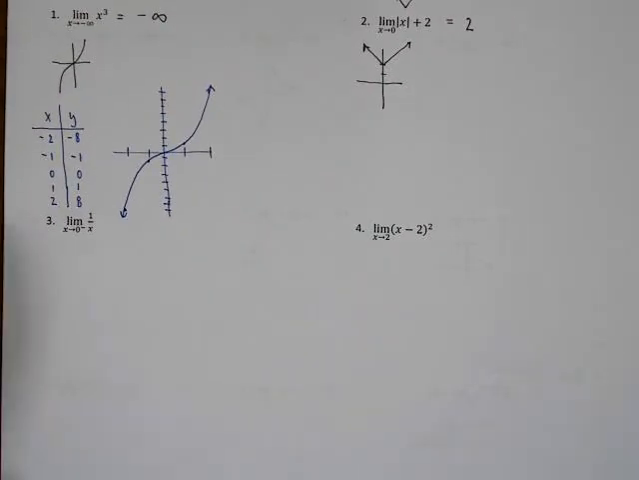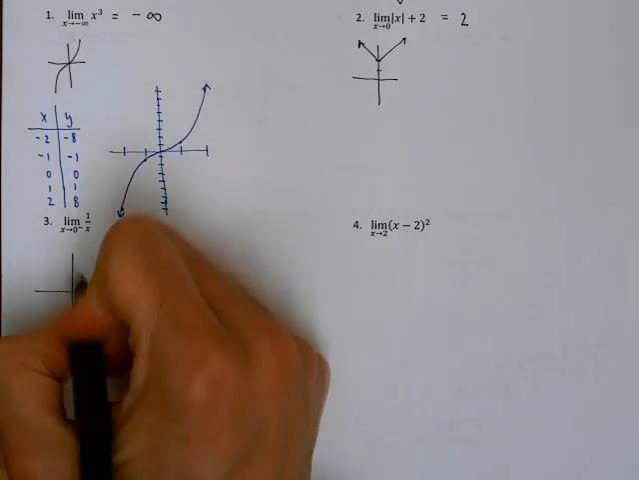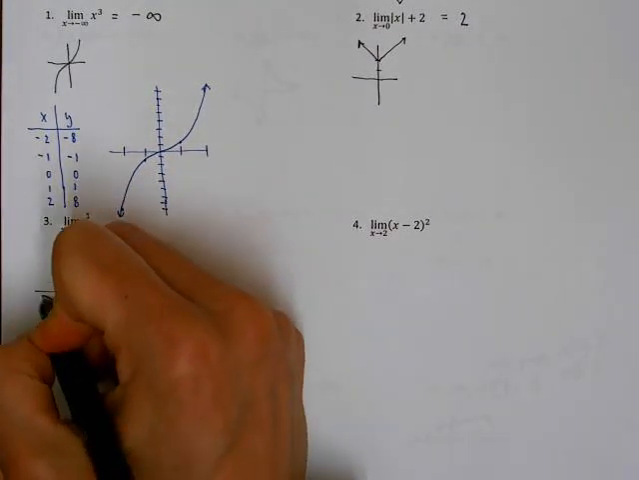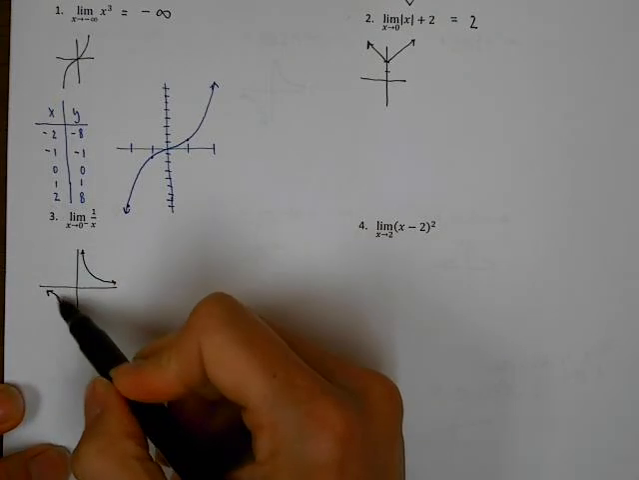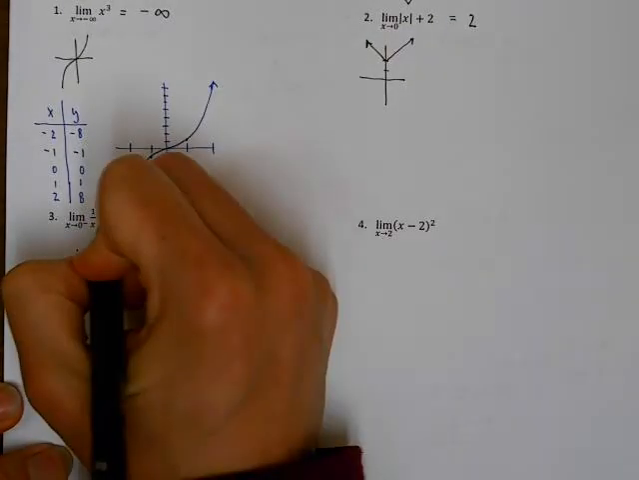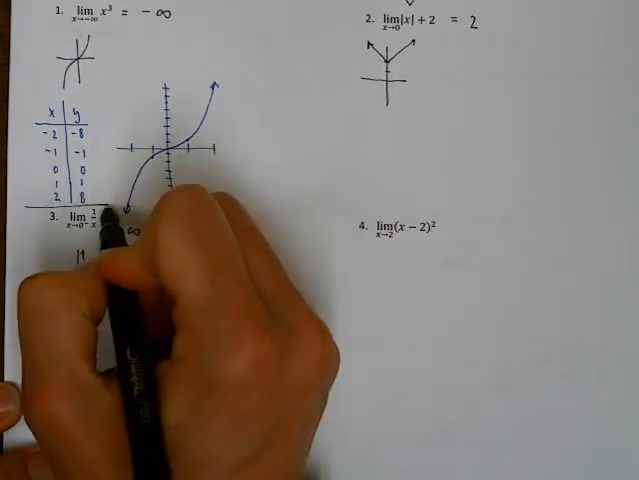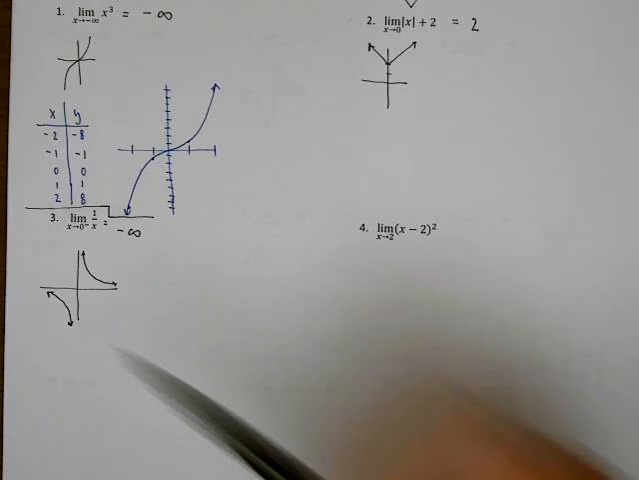All right, number 3. 1 over x looks like this. So if I'm approaching 0 from the left, my limit is going to be negative infinity. Sorry, that kind of crashed in there. So my limit is negative infinity.